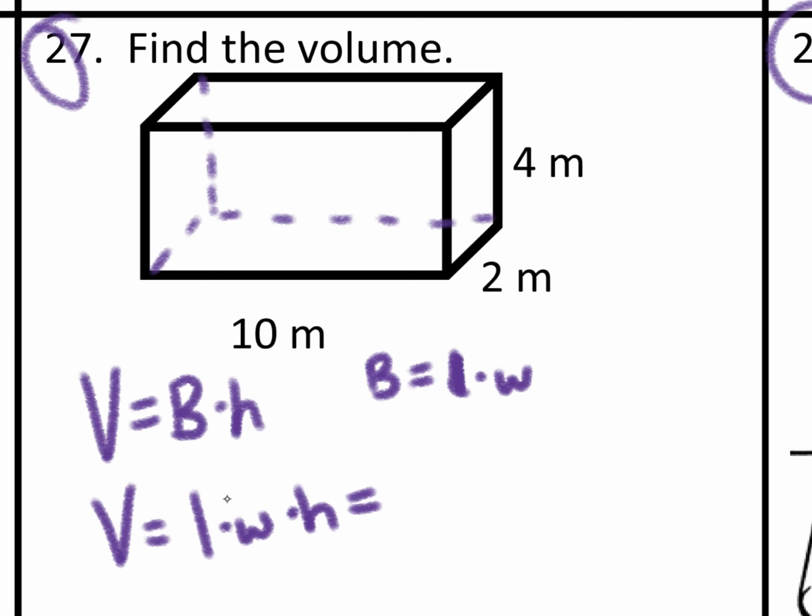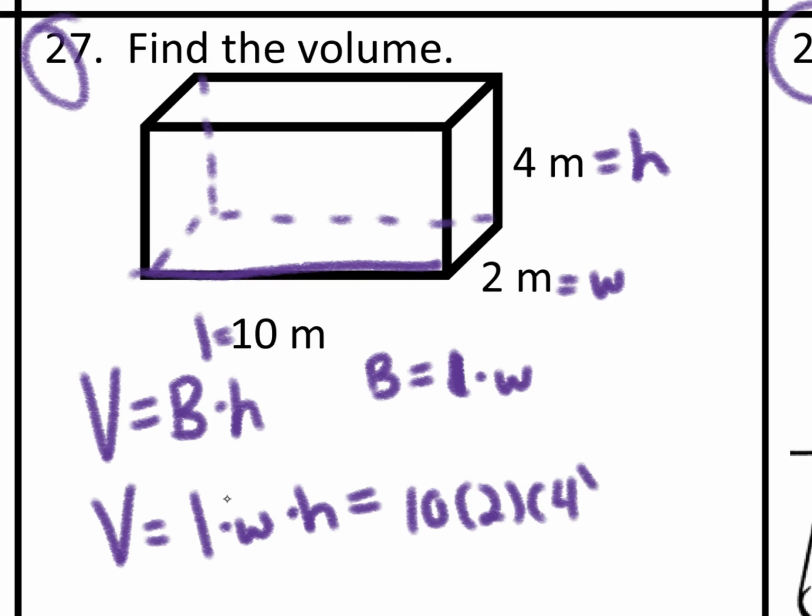So we put those numbers in. The length here I'm going to say is 10. That's my L value. My width is 2. And the height is 4. So we just substitute all those numbers. 10 times 2 times 4. And you should get that the volume is 80 meters cubed. And that's all there is to that problem.